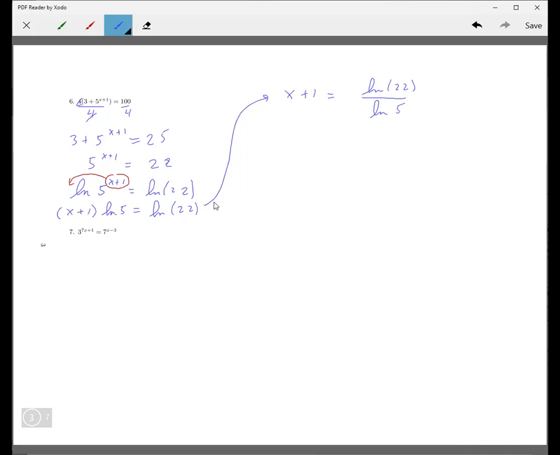Okay, so it's just a standard, we're solving for x. So I divided both sides by log 5. Now subtract 1 from both sides. And there's the answer right there. Wait, this is log 5. What am I doing? Okay, so log 22 over log 5 minus 1.